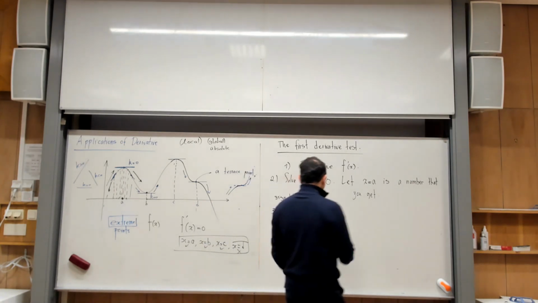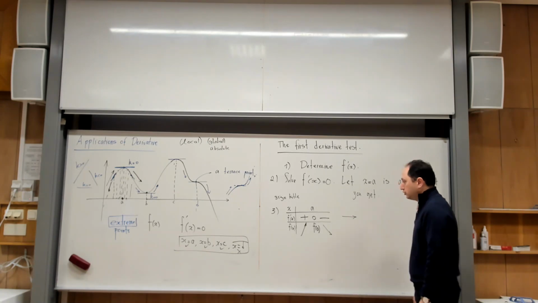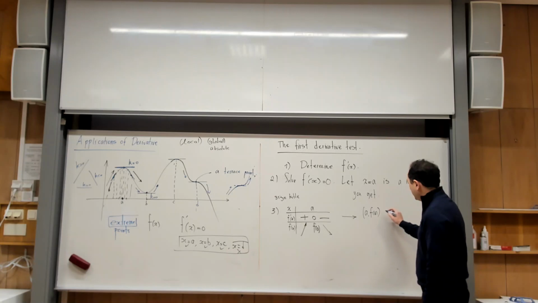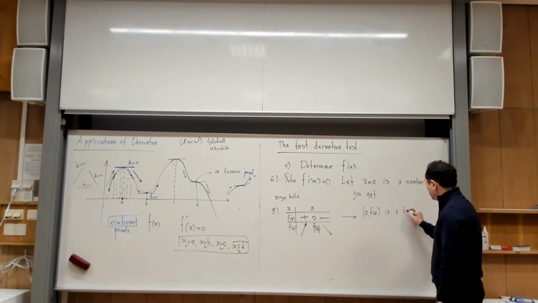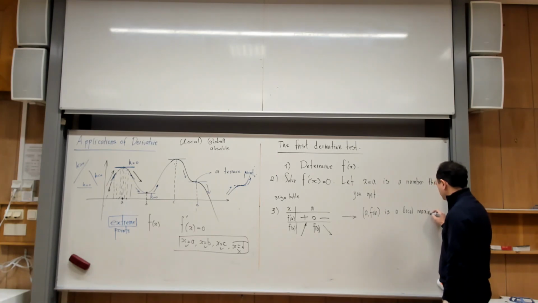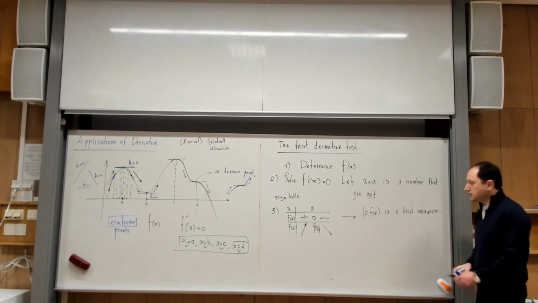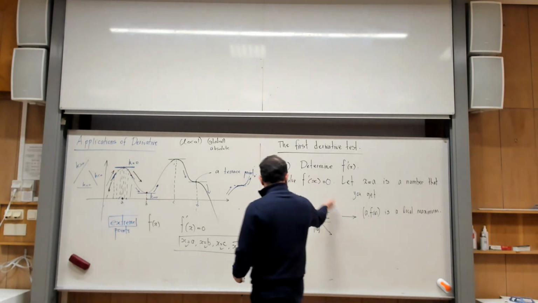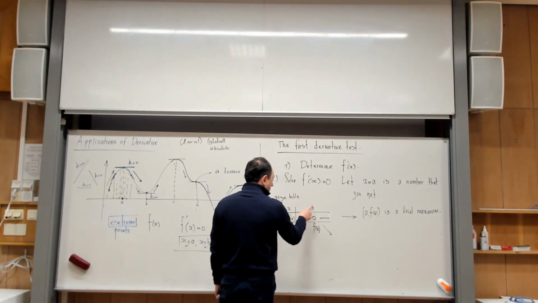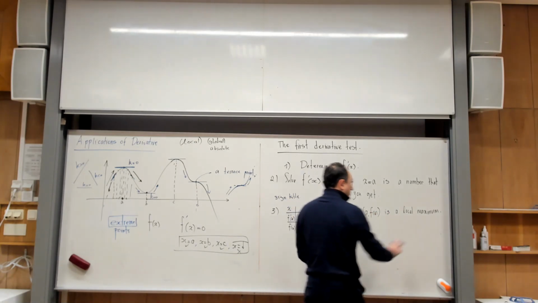If this scenario happens, of the 4 possibilities, then you can conclude that a and f of a is a local maximum. Yes, is that understandable? So if this situation arises in your table, then you can immediately conclude that a and f of a, as a point, is a local maximum point. Let me write.